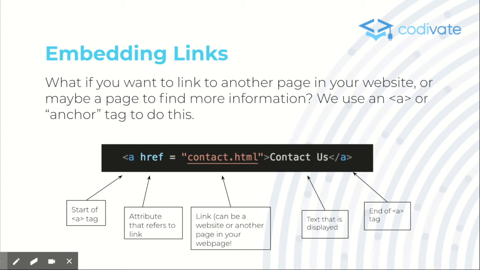So we would have the start of our anchor tag here, and then we would use an href, which is an attribute that refers to our link. It would equal a link, which can be to your website or to a page where you can get more information. And this is going to be the text that's actually displayed. And finally, the end of your tag.